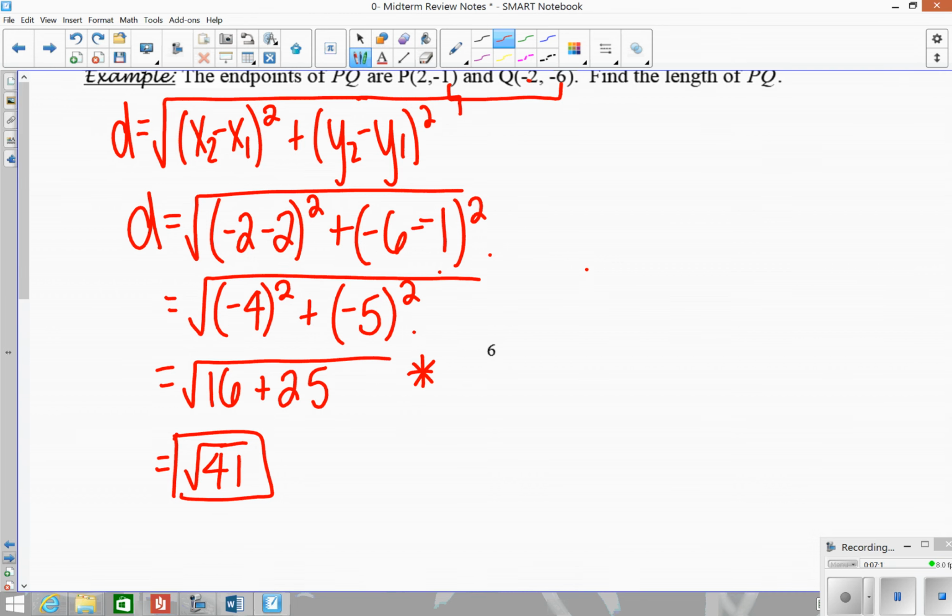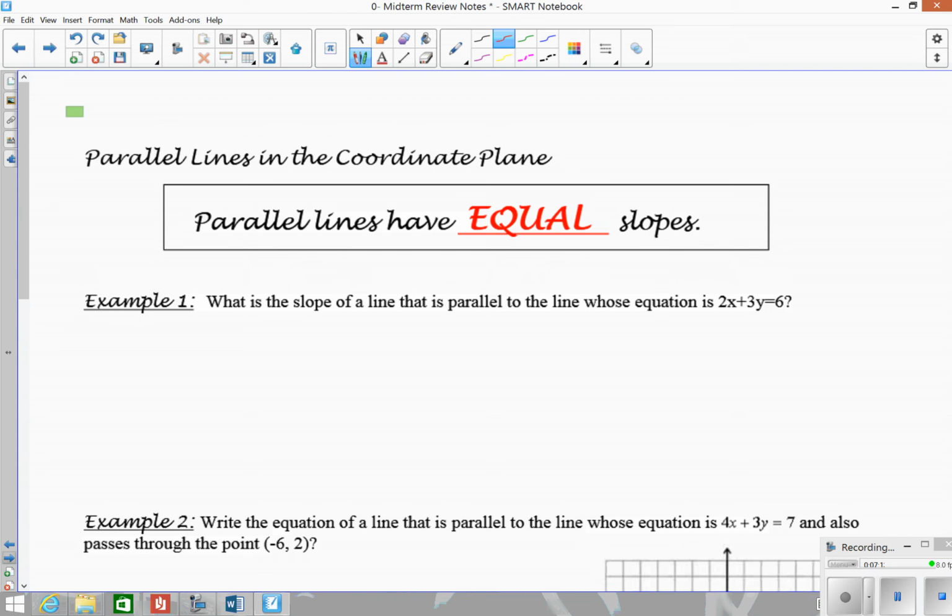The next page, we have parallel lines. So when we're talking about parallel lines, the first thing you want to know is parallel lines have equal slopes. So the first question here says, what is the slope of a line that is parallel, so that means equal slope, to this equation. So if you have that equation 2x plus 3y equals 6, you need to first figure out the slope of it, which means you need to get it in y equals mx plus b form.